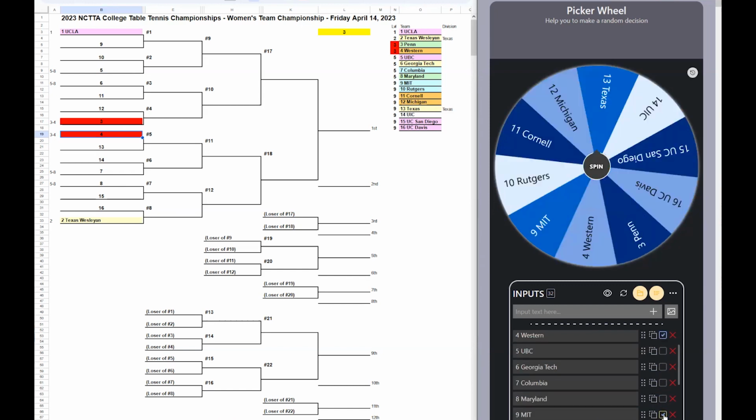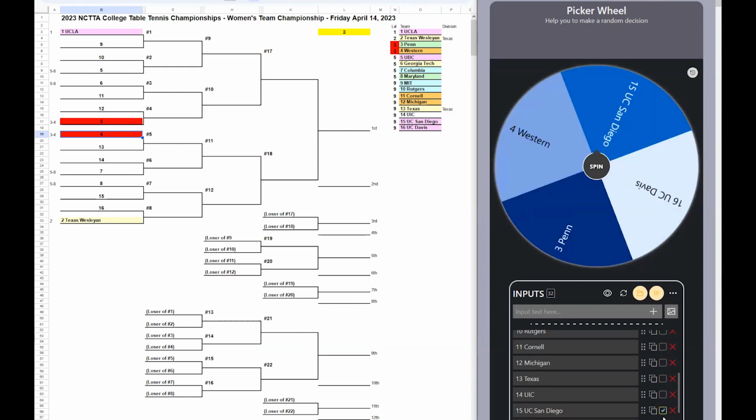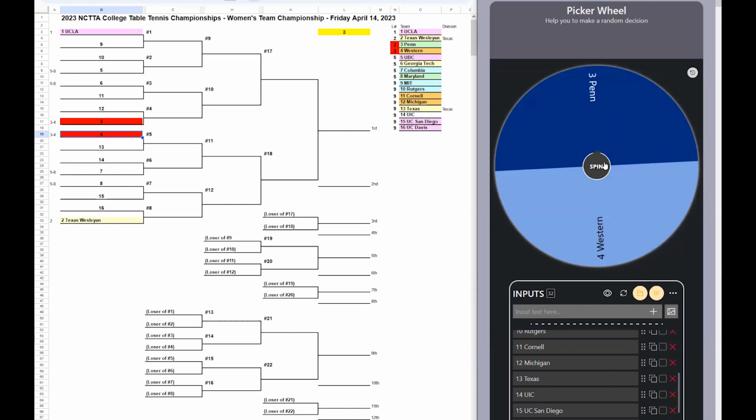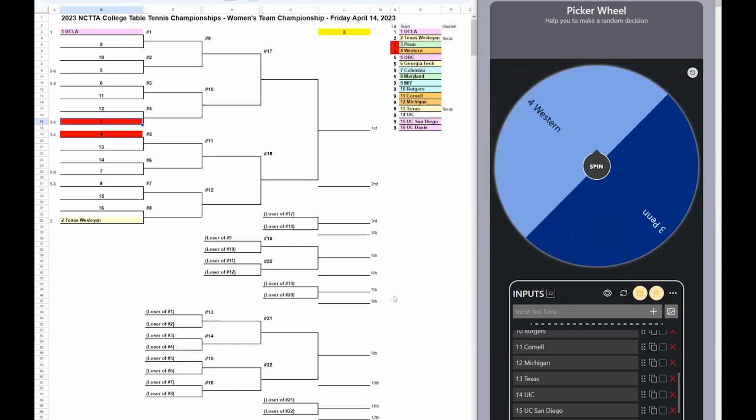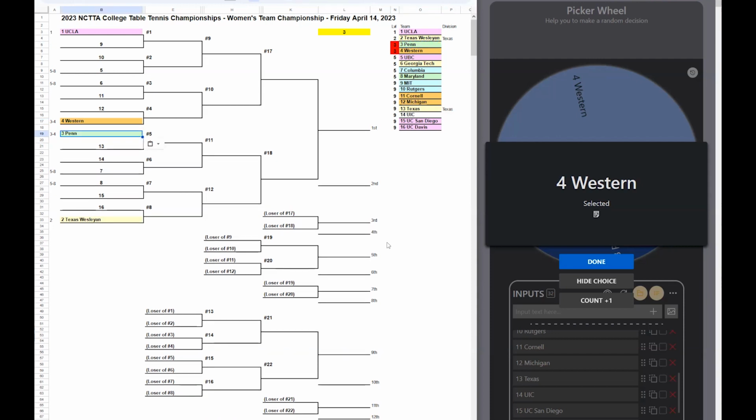So I'm just going to go ahead and remove these teams until it's just Penn and Western. So I'm going to spin the wheel, and whoever is selected will take position 3 here in the top half against UCLA. So here's our first spin. Western is drawn into position 3, and that means Penn takes position 4. Okay, we're done with that.